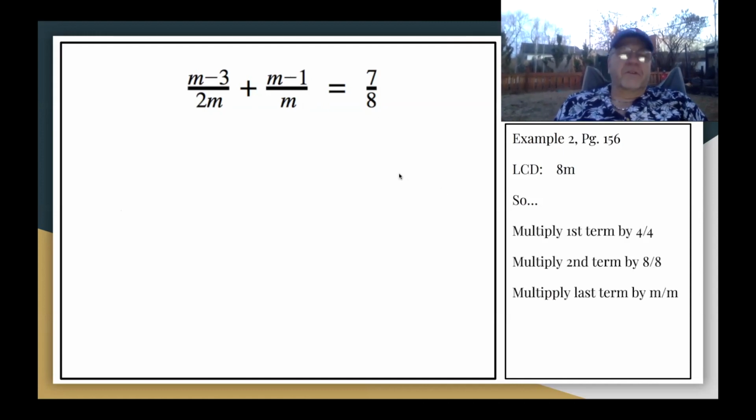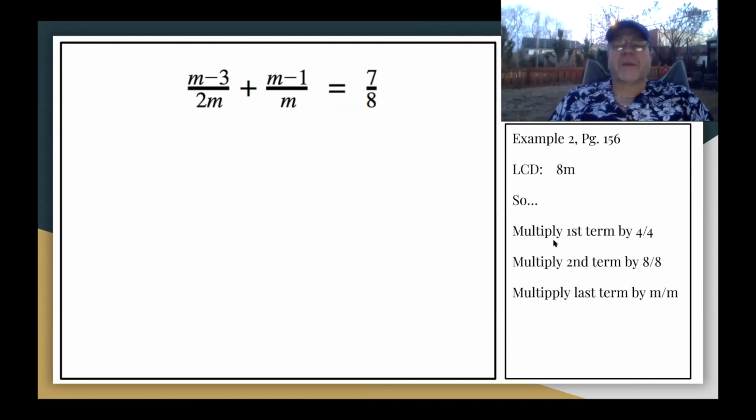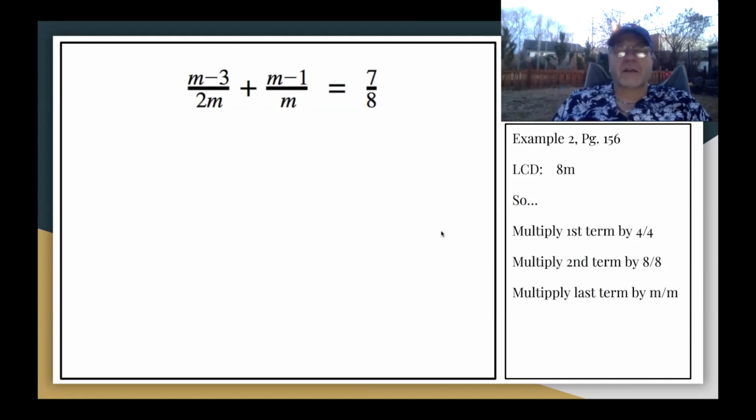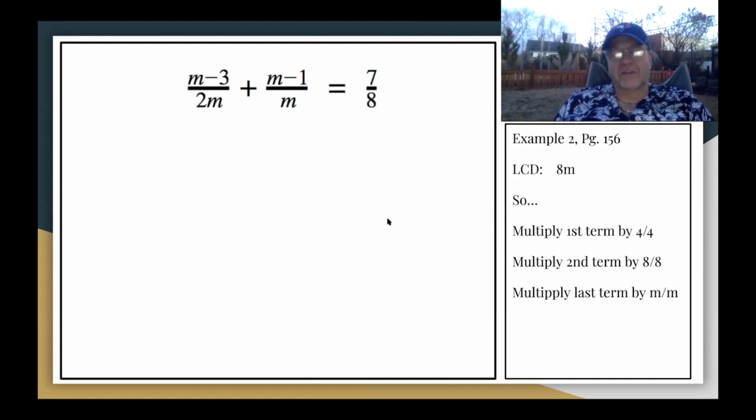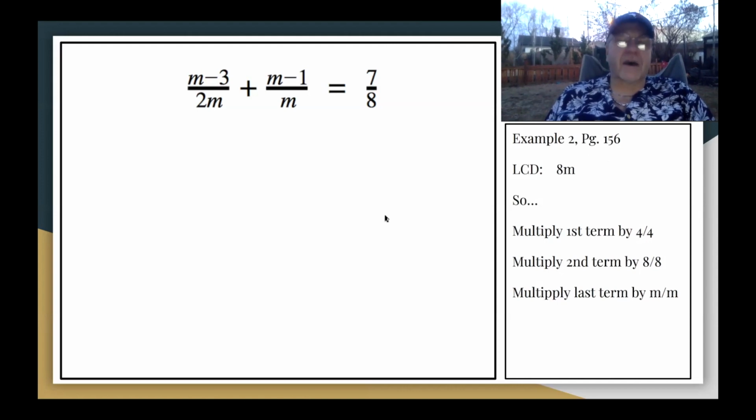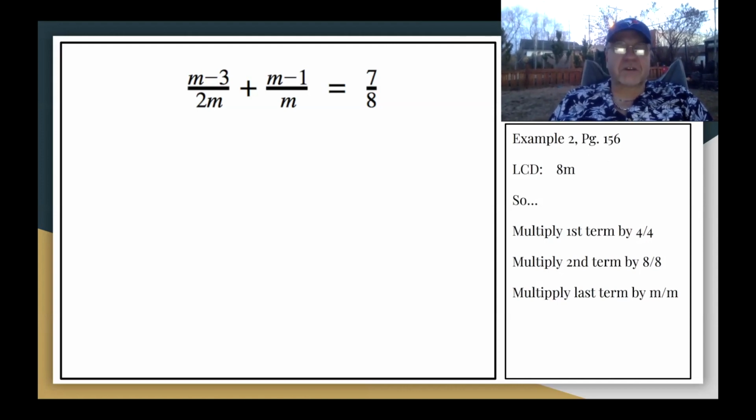So we're going to multiply the first term by 4 over 4 using that long form way we started doing this work with. Multiply the second term by 8 over 8, and multiply the last term by m over m. Each one of these multiplications is really just multiplying by 1, isn't it? And so it's not going to change the value or the answer of the equation.